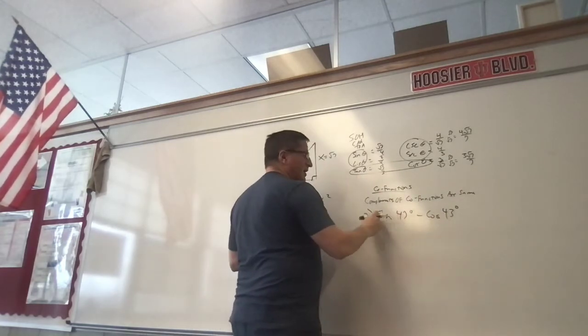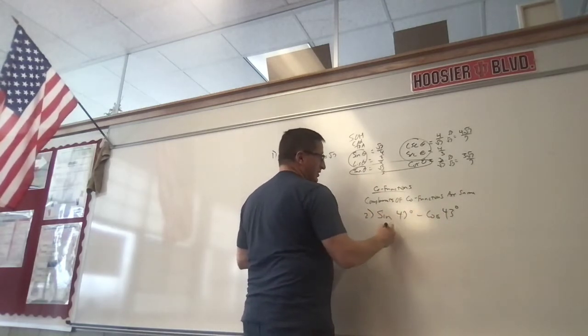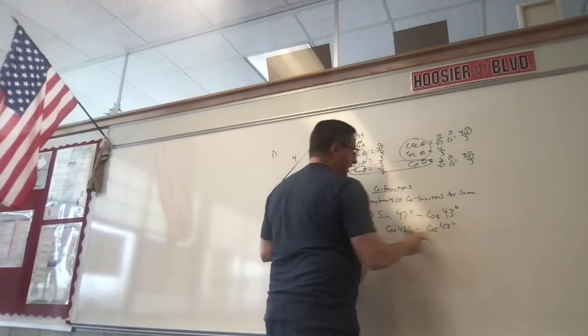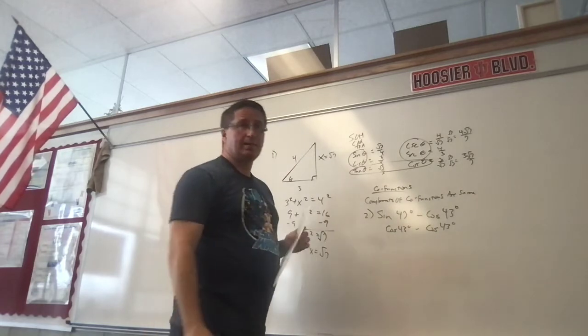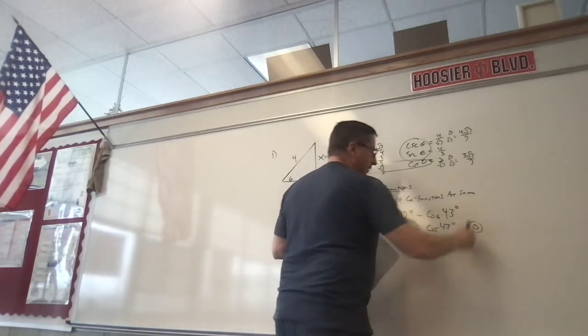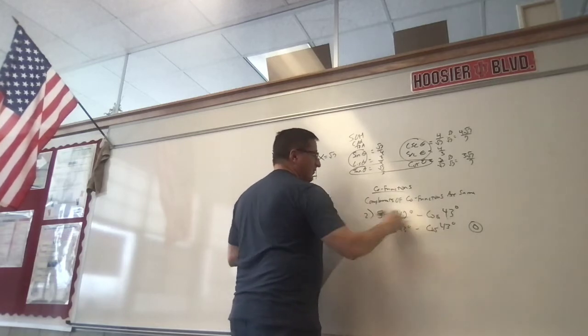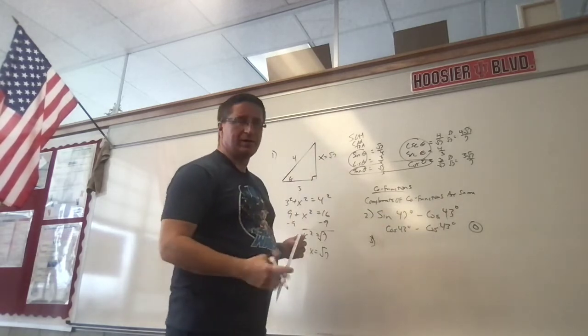So if I really wanted to, since these are the same, I could say that this is the same as the cosine of 43 degrees. And it's a cosine of 43 degrees. Again, I have no idea what the cosine of 43 degrees is. But when it subtracts from itself, you get 0. You want to have the angles be the same. Or I could have made them both sine of 47. It doesn't matter. There's more than one way you could do these.